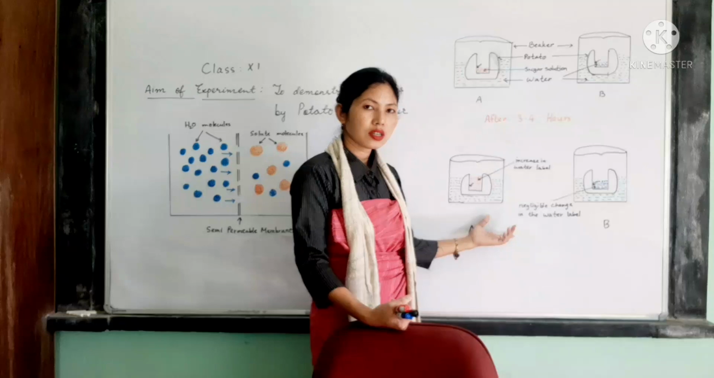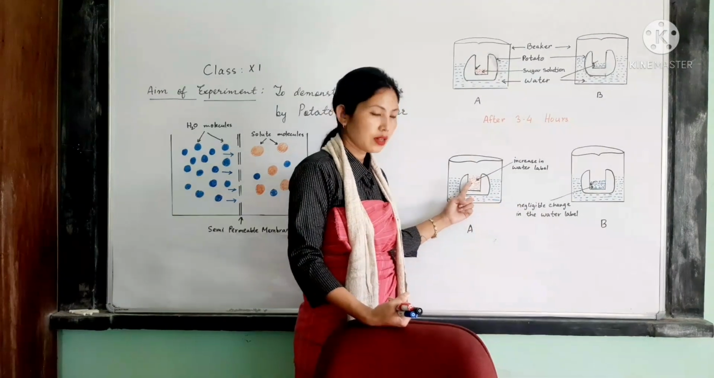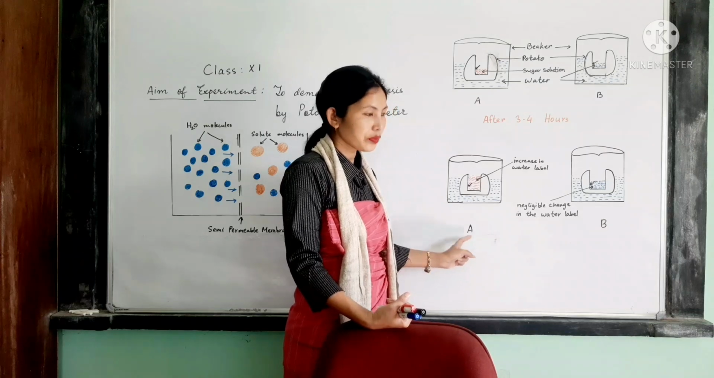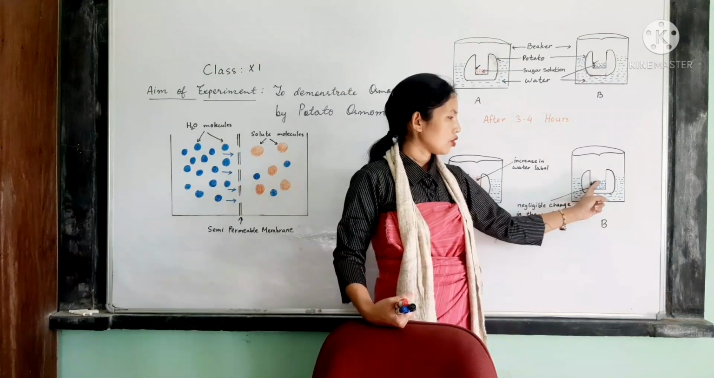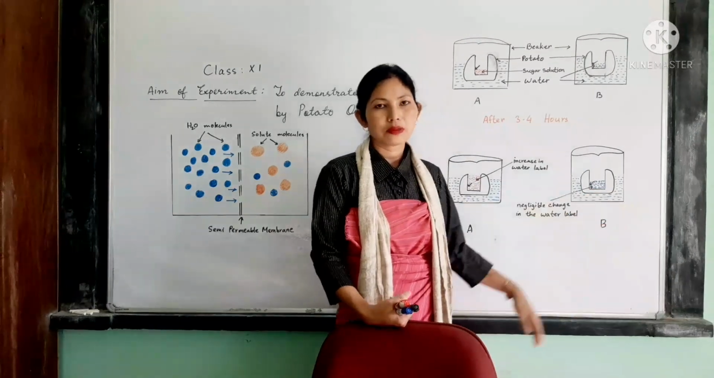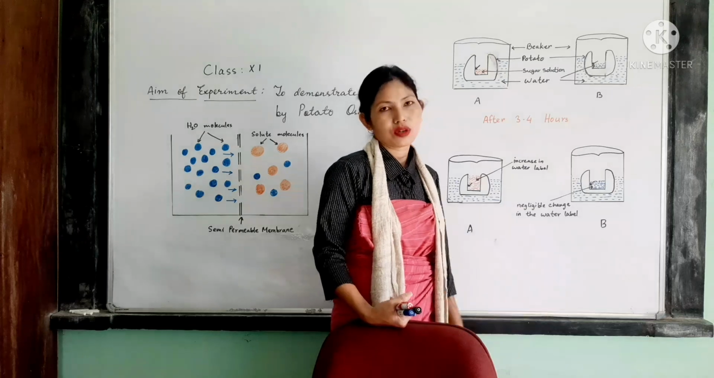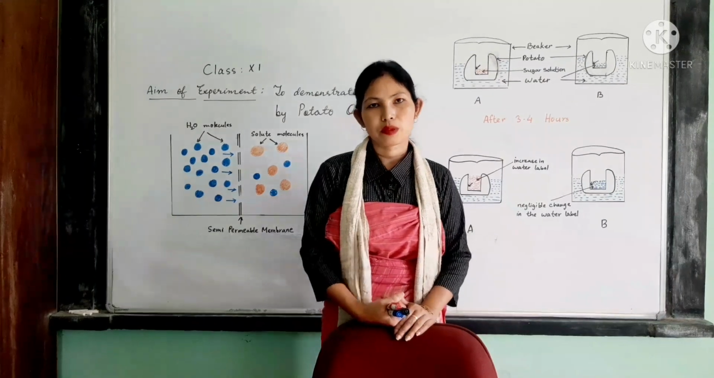This is the result that we should see at the end, that rise in the water level as in case A, whereas in case B there should not be any rise, or even if there is a rise, it will be of negligible level as compared to case A, right? So this is what we will see in this experiment.